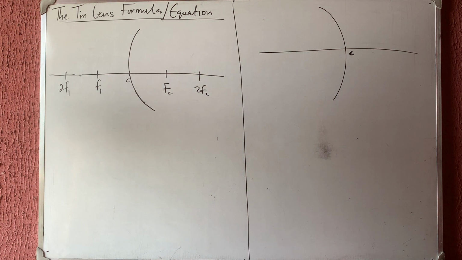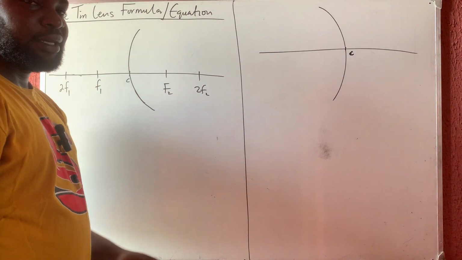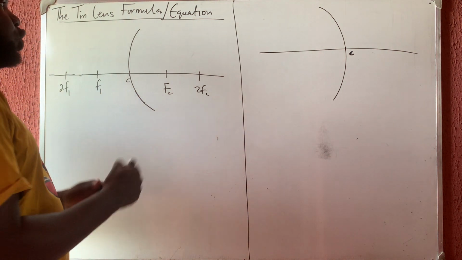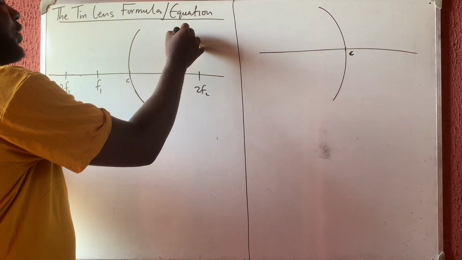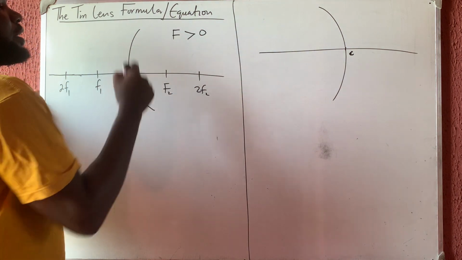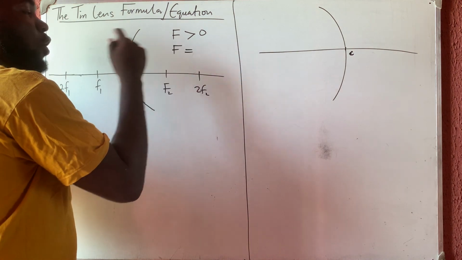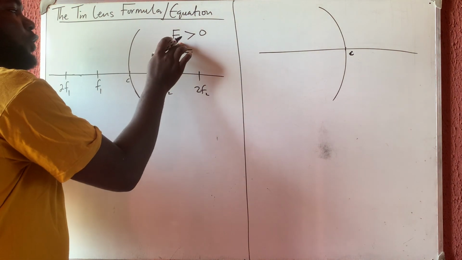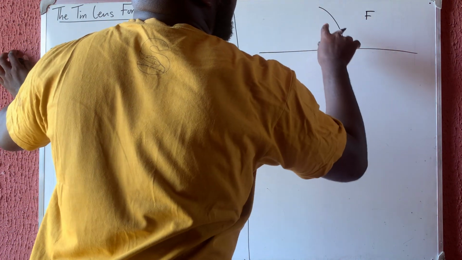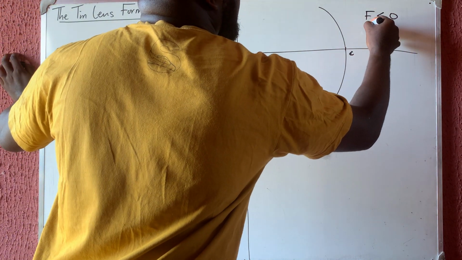Now, you should know that a convex lens is a converging lens. If they don't want to call it convex lens, they'll call it a converging lens. For a converging lens, the focal length must be positive. Anything greater than 0 must be positive. So the focal length F of a convex lens must always be positive. And then the focal length of a concave lens must always be negative, that is less than 0.